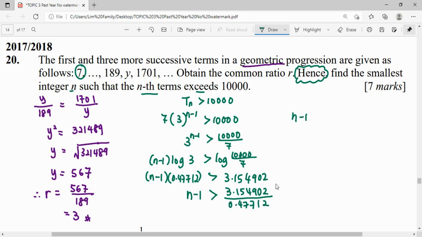So therefore, n minus 1 will be greater than 6.6123, so I put 4. So n will be greater than, plus 1, 7.6124. So what's the smallest value of n? Because it said n is greater than 7.6, n can be 8, 9, 10, 11, 12, 20, 30, 40, 100, 1000. A lot of numbers. So it said I want the smallest integer n which is greater than this, which means n equals 8.